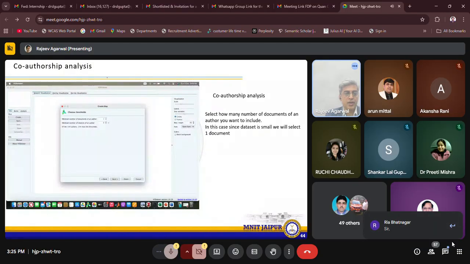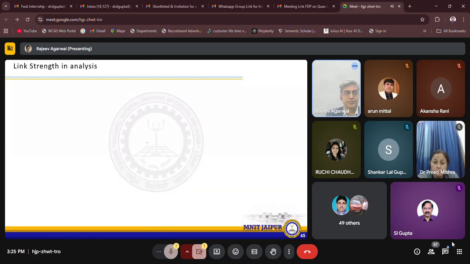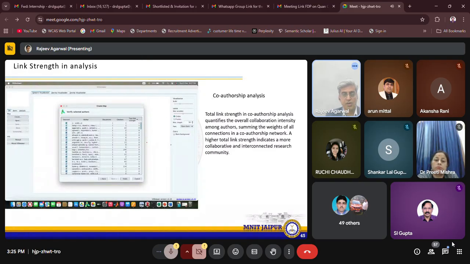Now, the minimum number of documents is 1 and the minimum number of citations can be 0. So out of 154 authors, 154 meet the threshold. Then I need to see the link strength. That's a co-authorship network. These are the authors' documents.